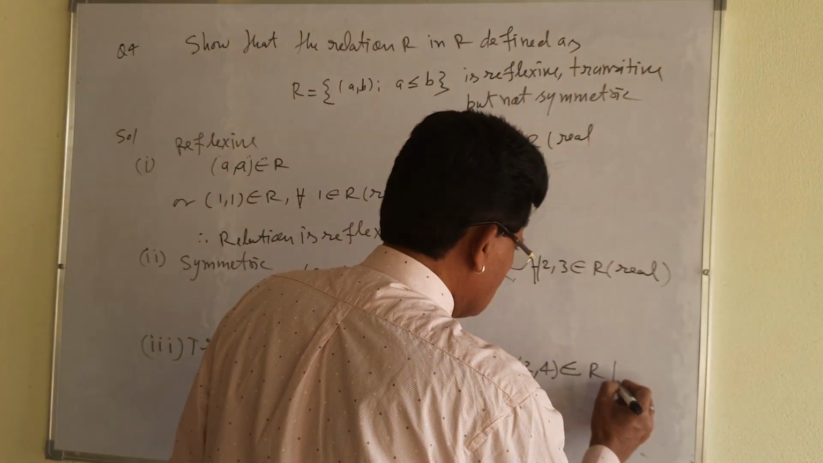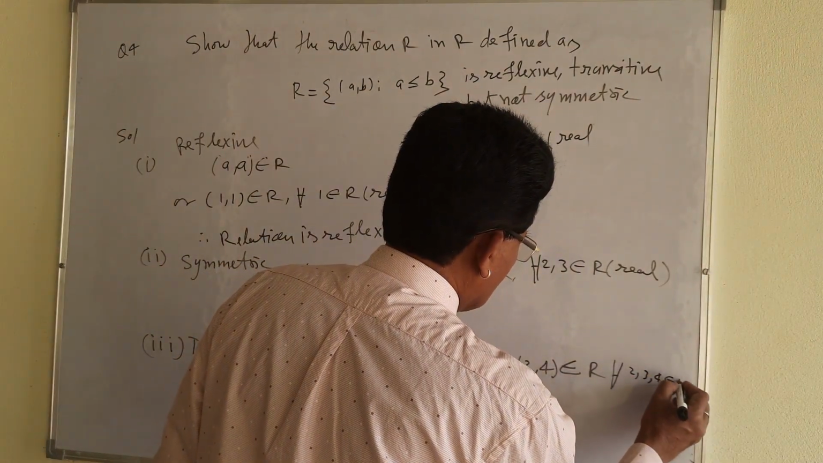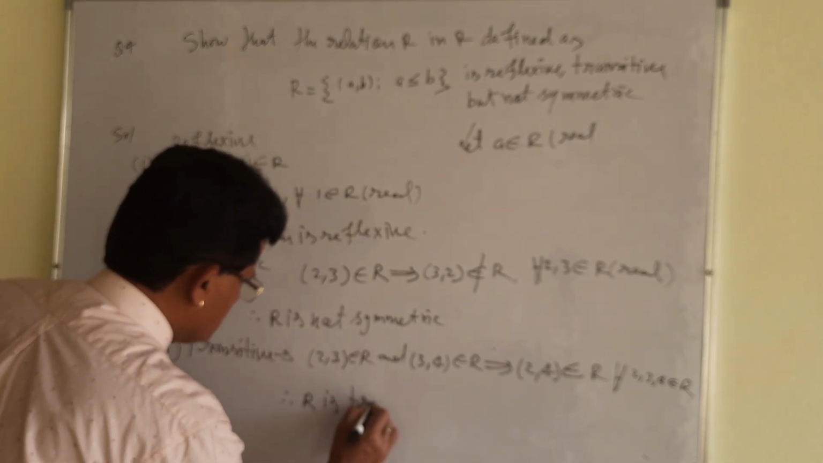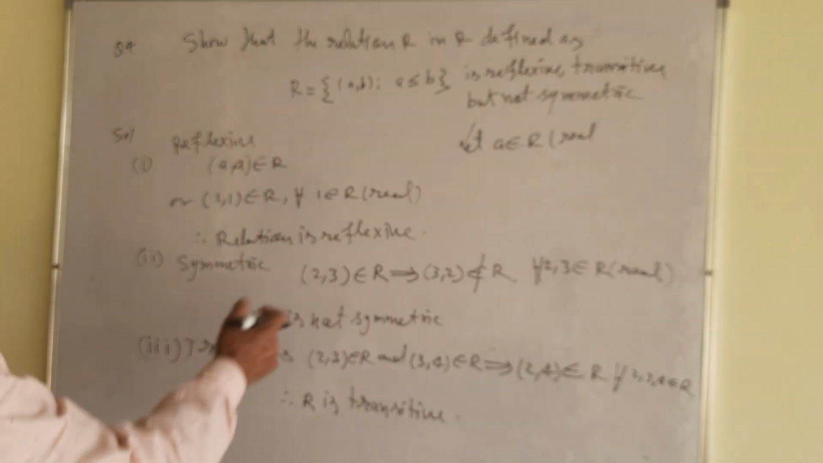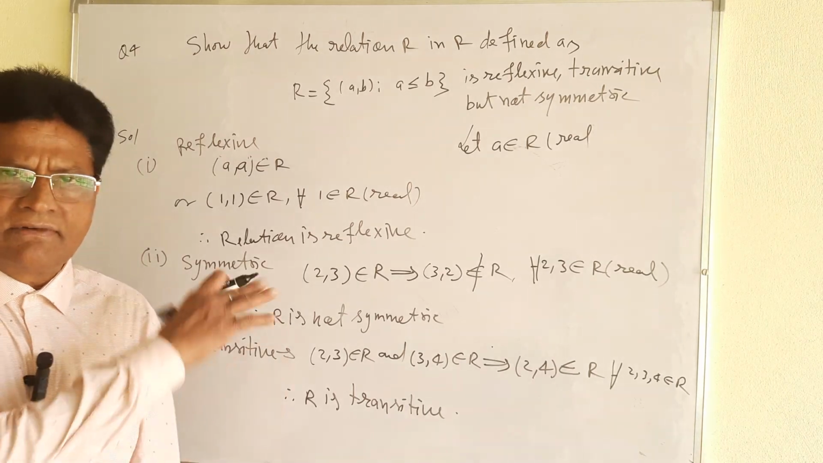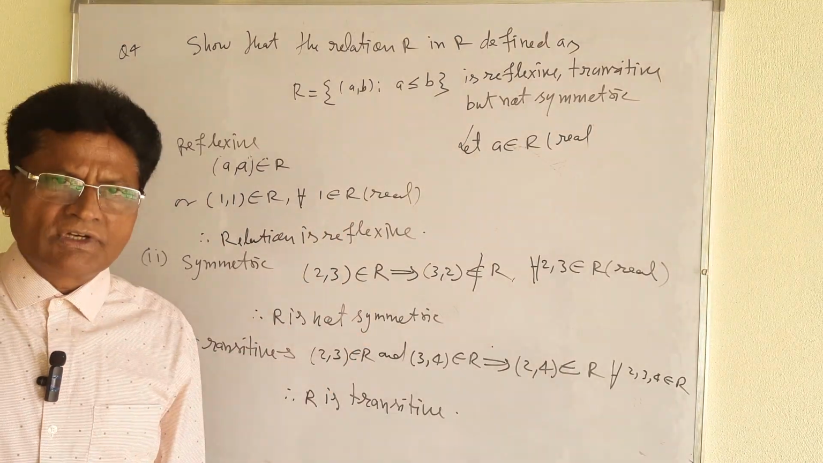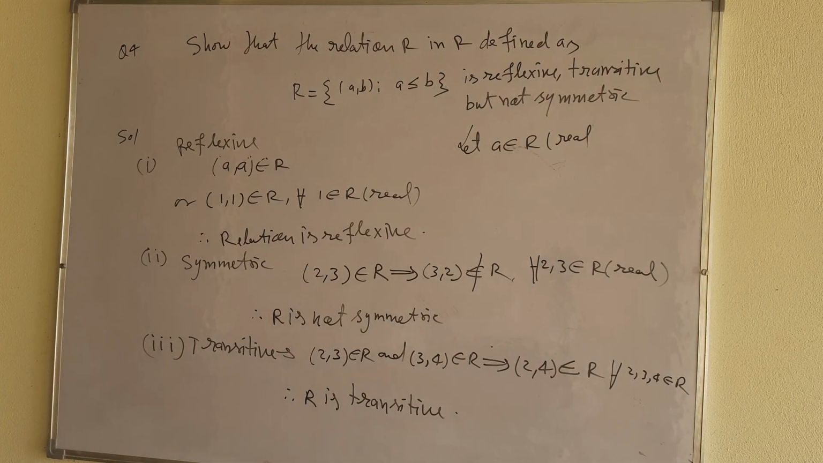For all 2, 3, 4 belonging to R, R means set of real numbers, what does it mean? R is transitive. It is a transitive relation. That is why, my dear student, it is asked in the question that it is reflexive and transitive but not symmetric. It is not a symmetric relation. I think you understand, you got the points. Okay, let me take one more question. This is very important, my dear student, but it is also a similar kind of question, and I think all of you will get the points.